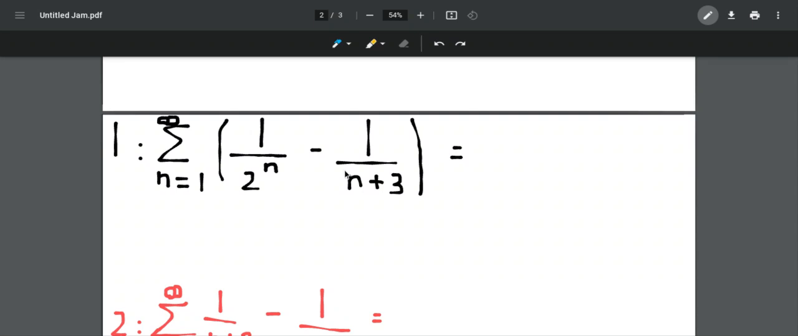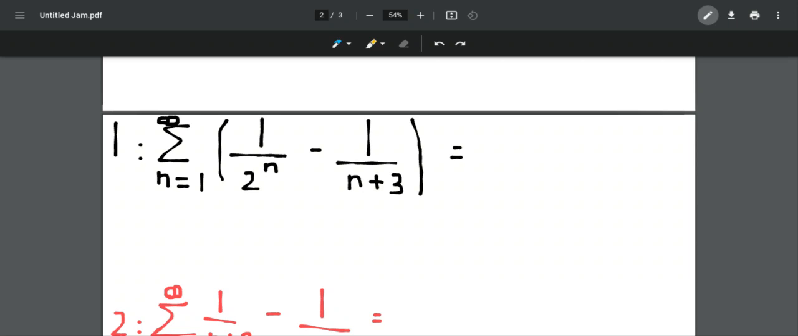Hi, I'm Keon, and in this video I'm going to show you 3 examples of how to use various methods to show if a series converges or diverges. So the first question is the sum from 1 to infinity of 1 over 2 to the n minus 1 over n plus 3.